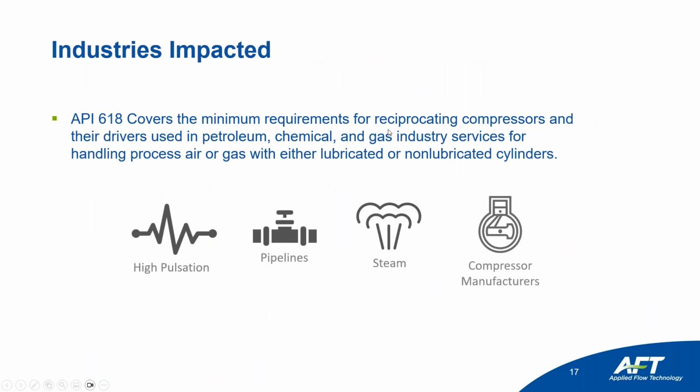Industries that might care about this. API 618 analysis is useful for any industry that uses reciprocating compressors. This would most commonly be gas transport, petroleum, and chemical industries, or it could be compressor manufacturers who are designing compressors for the needs of their clients. And this applies to both lubricated and non-lubricated cylinders.